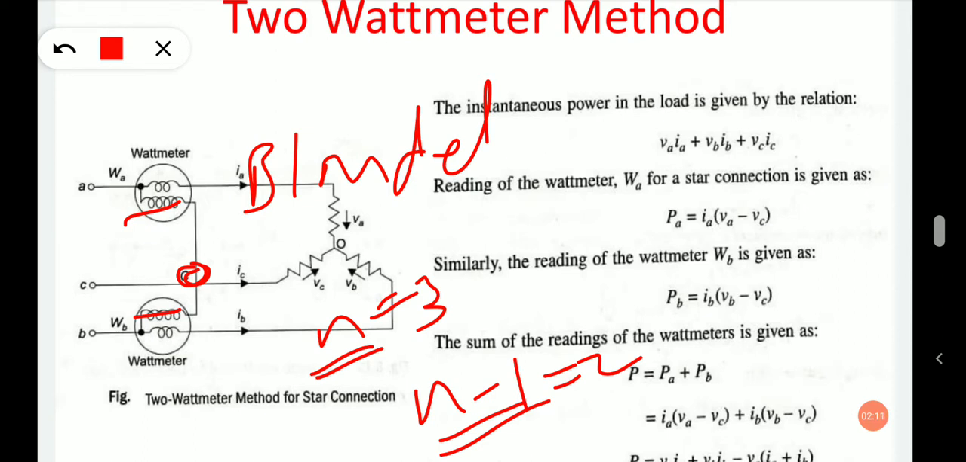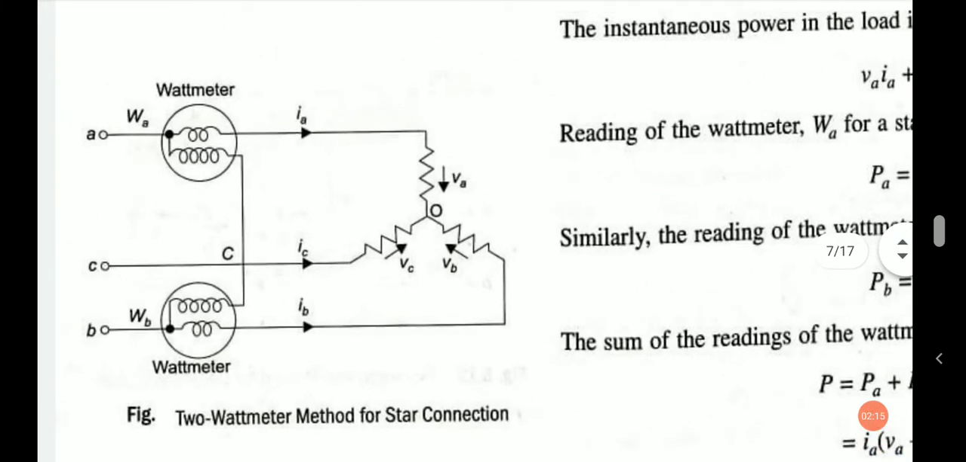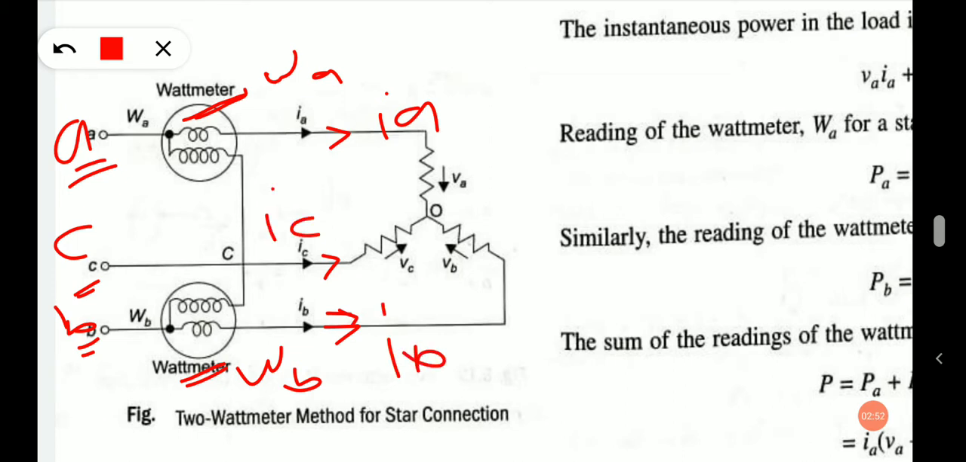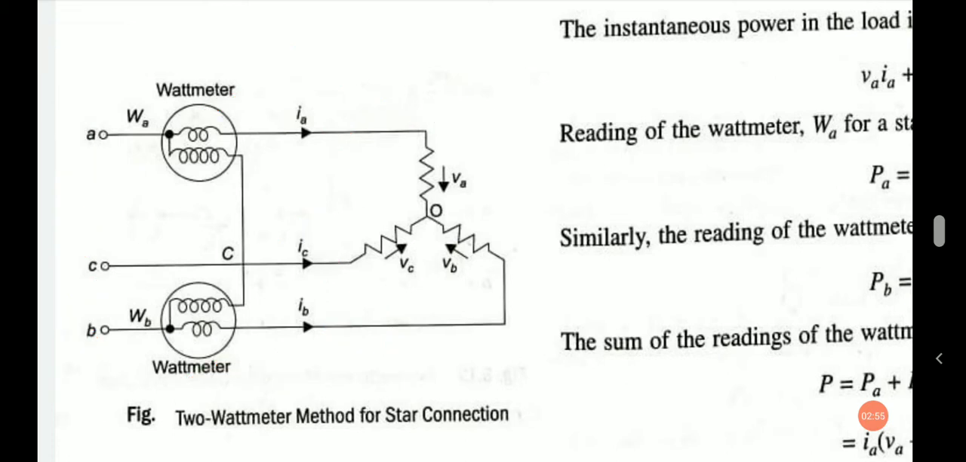You can see in the figure, a 3 phase system A, B and C, and for this 3 phase system only 2 wattmeters are used, that is WA for phase A and WB for phase B. The currents flowing through these 3 phases are IA, IB and IC, and the load is star connected.